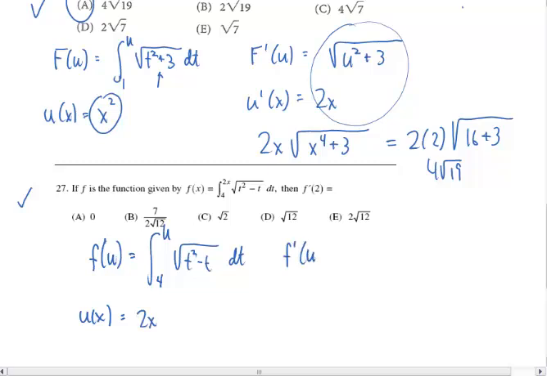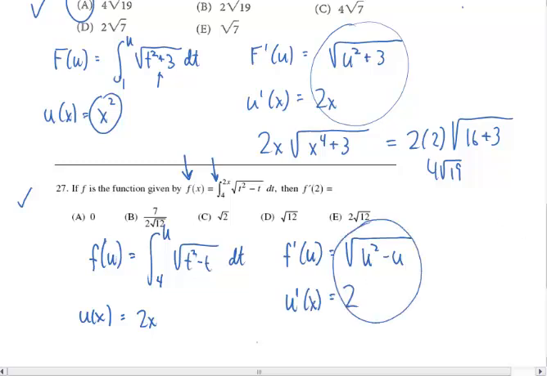So f prime at u is just going to be root, because of the integral, the derivative of that function undoes the integral symbol, and then we're just left with what the integrand was. So that's going to be root u squared minus u. And now my u prime of x is just 2. So now when I multiply these together, my derivative is 2 root u squared minus u.